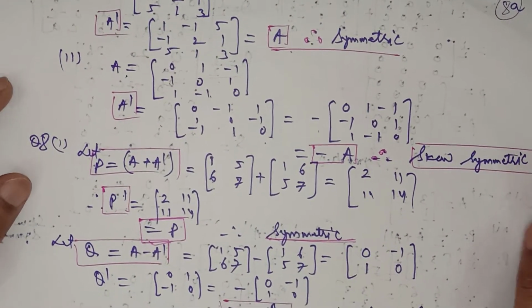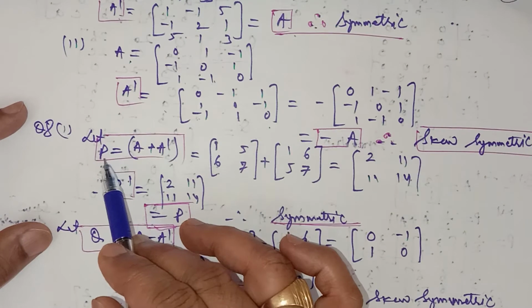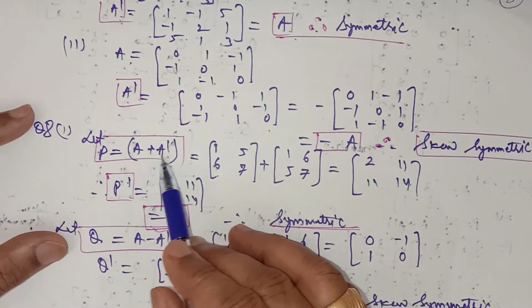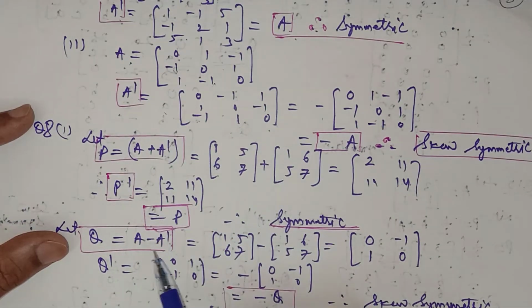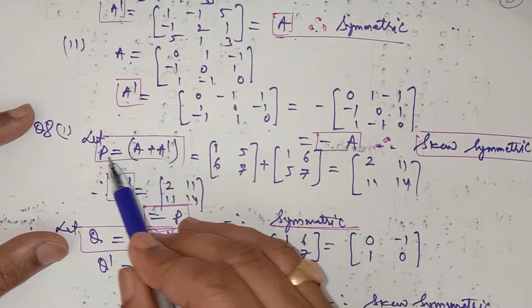So this is the way you can prove that a matrix is symmetric or skew symmetric. Whenever you have to prove that a certain matrix is symmetric, you let it be P, and whenever you have to prove that it is skew symmetric, you let it be Q. Otherwise you can take any, but fix it that symmetric is P and skew is Q. Now you have to prove that A plus A transpose is a symmetric matrix and A minus A transpose is a skew symmetric matrix. So I have let A plus A transpose as P.